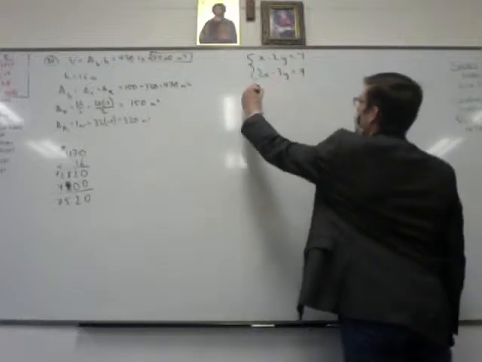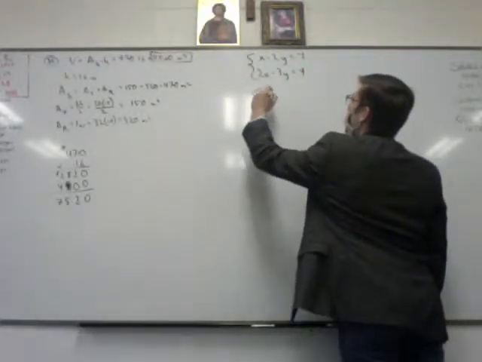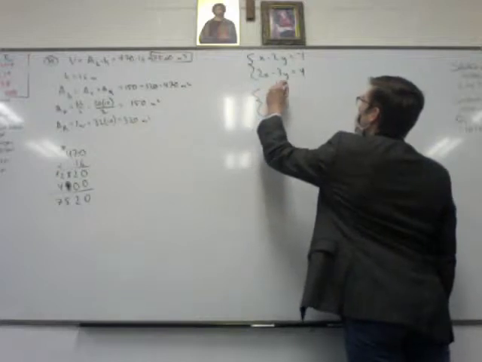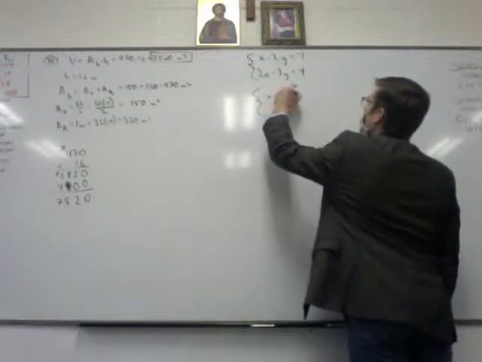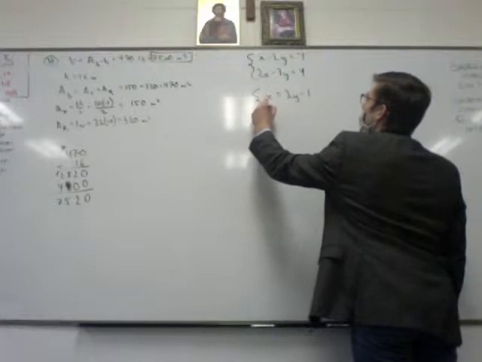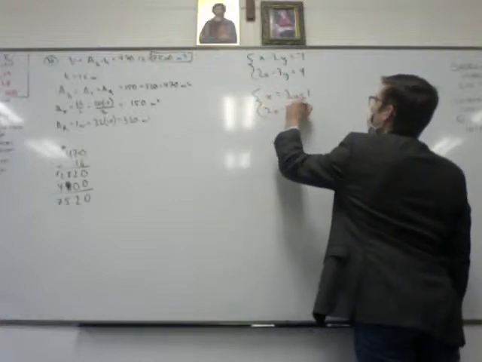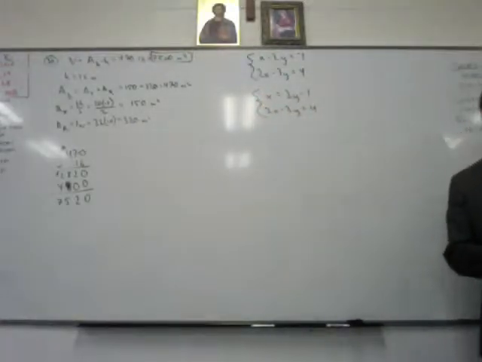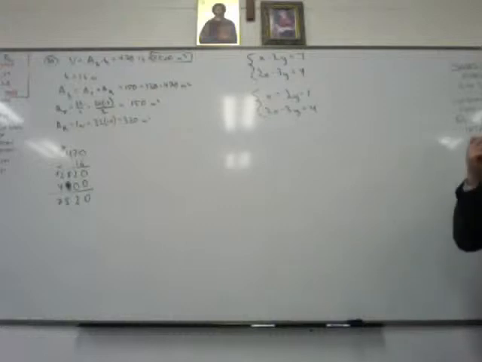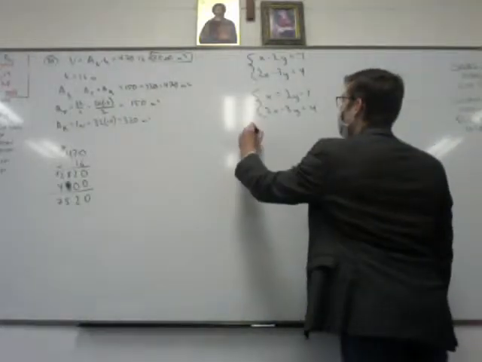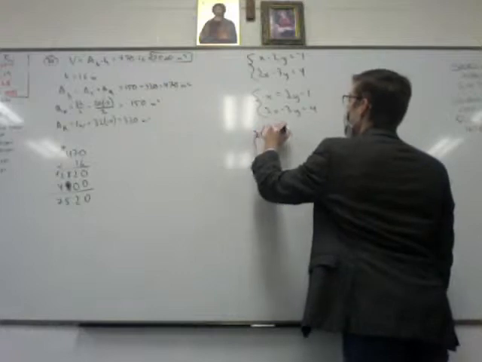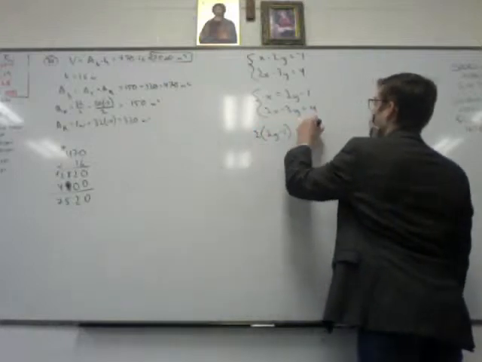Right, so we're going to rewrite the first equation by adding 2y to each side. So we get x equals 2y minus 1. And then the second one is 2x minus 3y equals 4. Now we can substitute. So how are we going to rewrite one of these equations? 2 parentheses 2y minus 1 parentheses minus 3y equals 4.